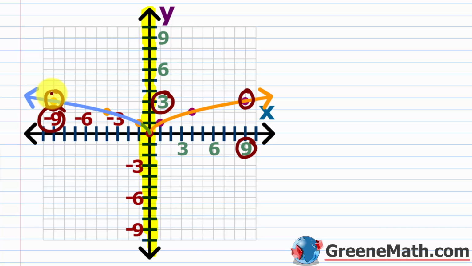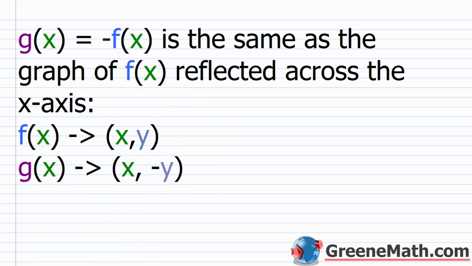Okay, when you reflect over the y-axis, for any given y value, you're going to have an x and then a negative x. Let's break this down to a general rule. As a general rule, if g of x is equal to the negative of f of x, so notice how this is outside, it's the same as the graph of f of x reflected across the x-axis. Again, that just means folded across the x-axis.